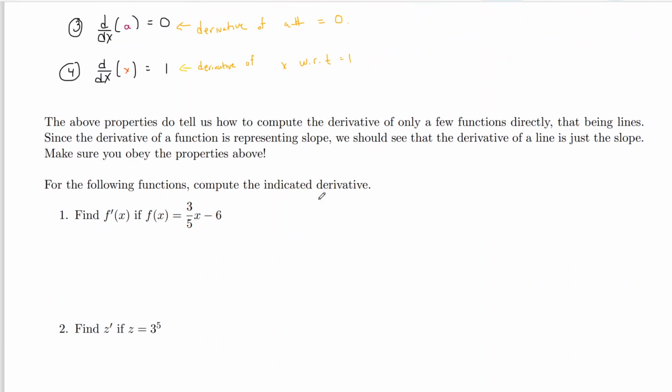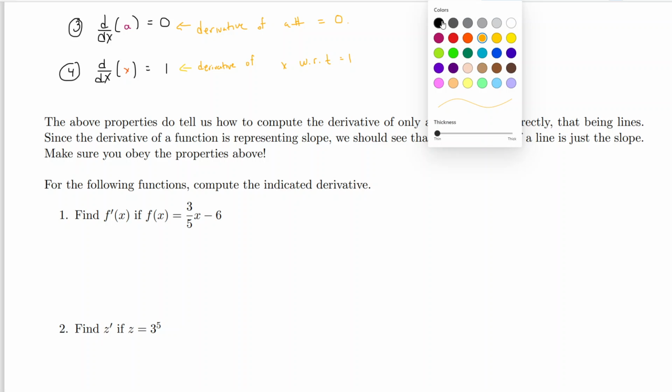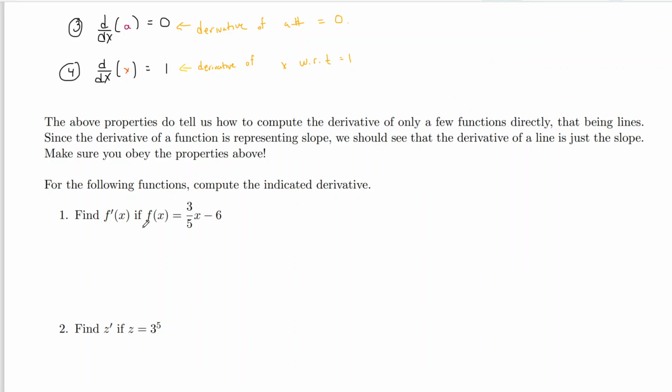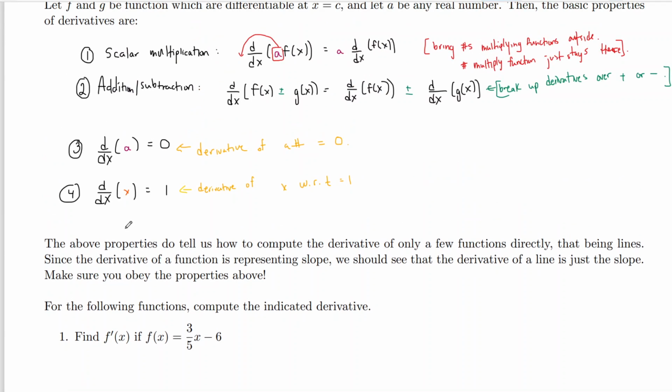So I wanted to go ahead and look at a couple problems here. It says, for the following functions, compute the indicated derivative. And for the first one here, we have find f prime of x if f of x equals 3/5 times x minus 6. Now, using what we just talked about and what we know about the derivative, our answer should be 3/5. But I don't want to write it just equals 3/5 because I want you to see, using these properties, how everything works. That's really important.